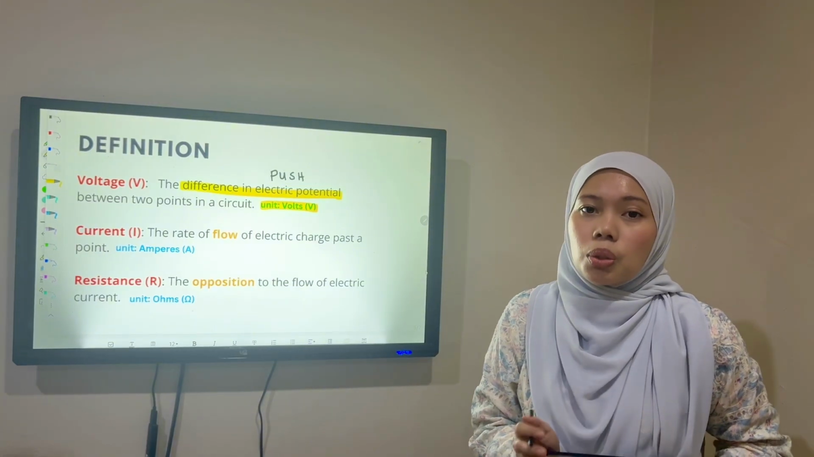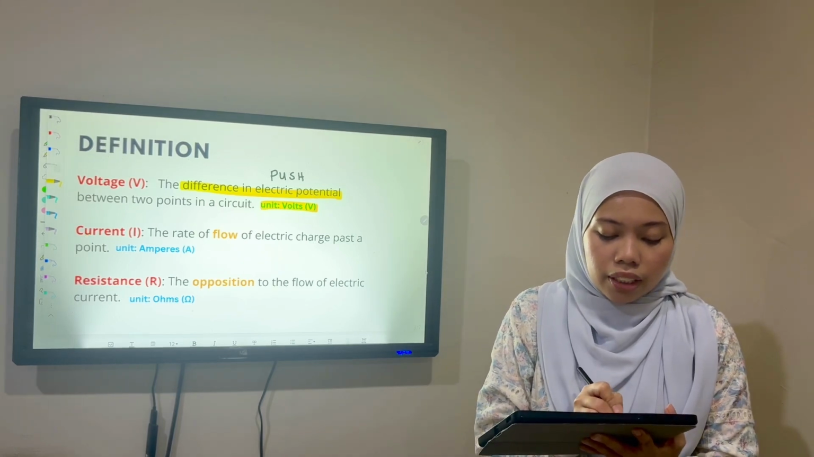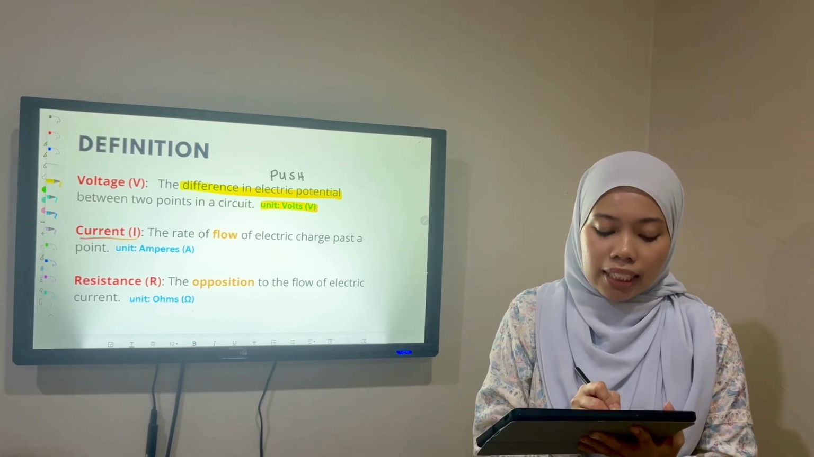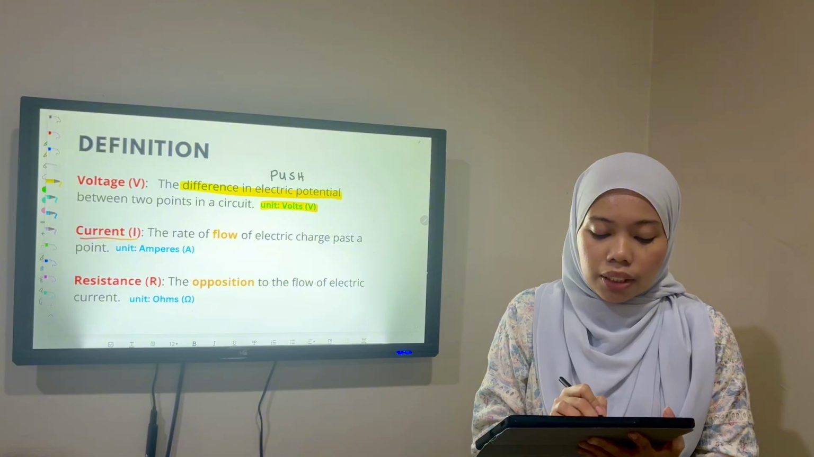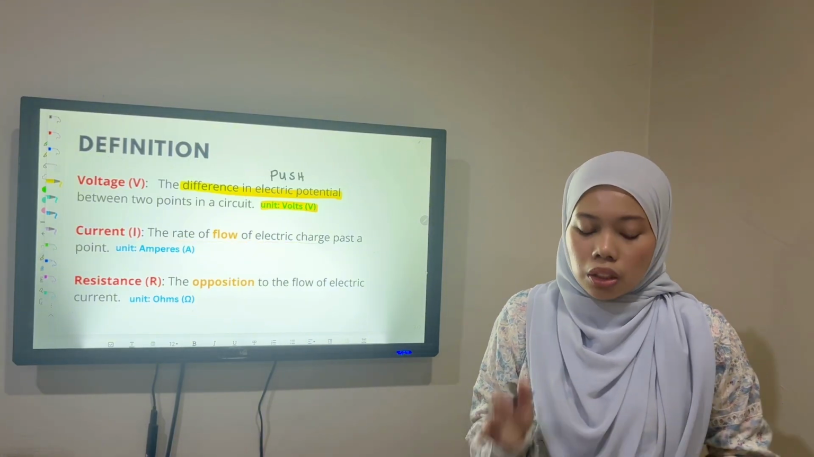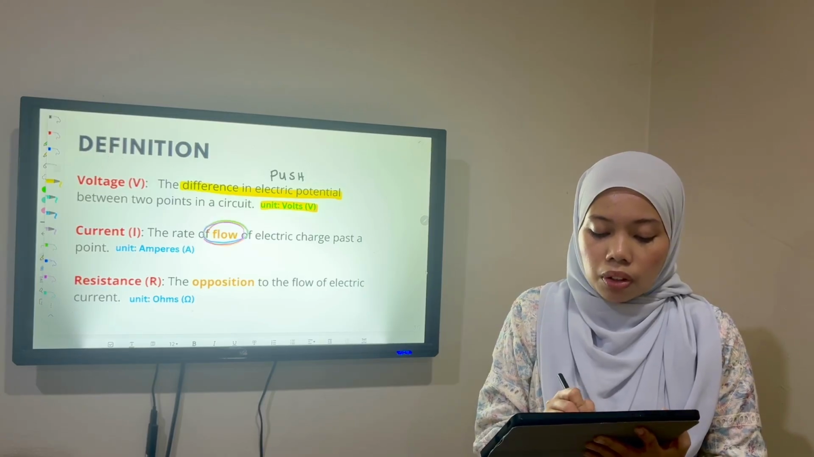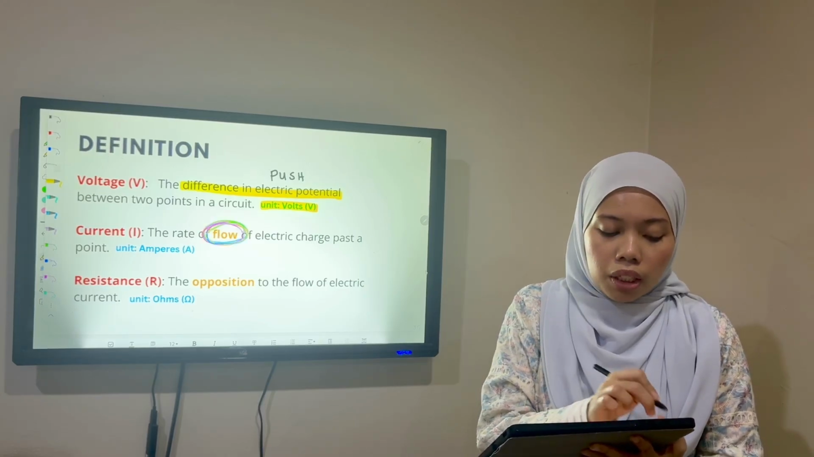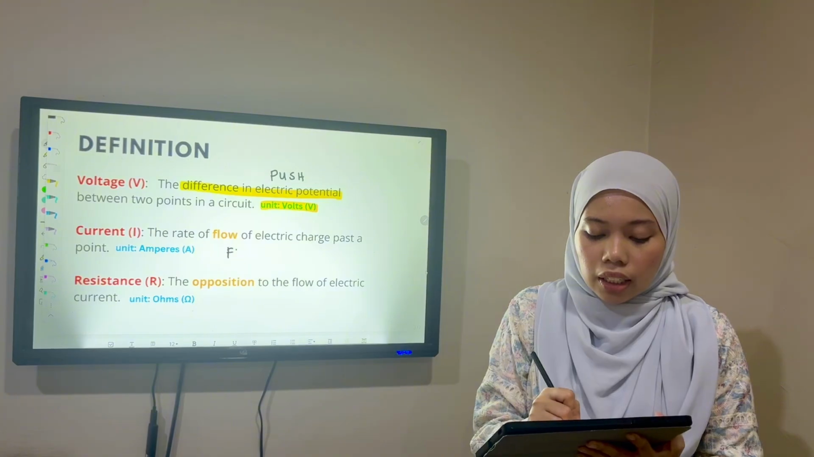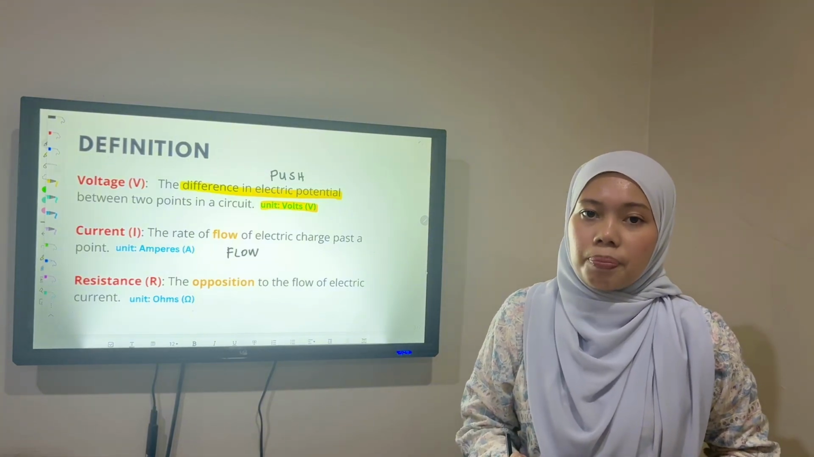Moving on to the second variable, we have current. We denote it as I, where it is the rate of flow of electric charge past a point. I already highlighted for you the word flow. So the flow of electric charge, we know it as current, and we measure it in units of amperes.